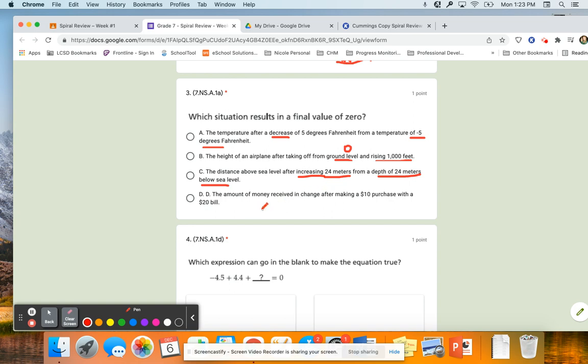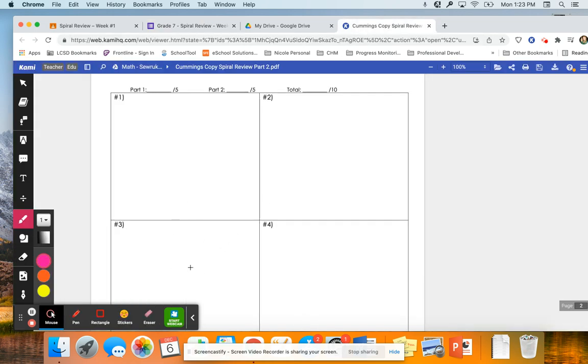And D is the amount of money received in change after making a $10 purchase with a $20 bill. So if something costs $10 and you're paying with 20, does the amount of change you get back equal 0? Whatever one you pick, you need to set it up as an equation on your paper to show that it equals 0. And remember, again, it's on this page.